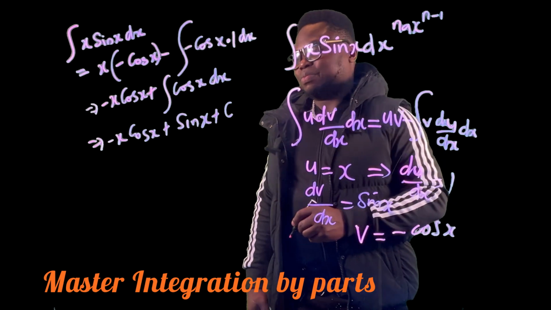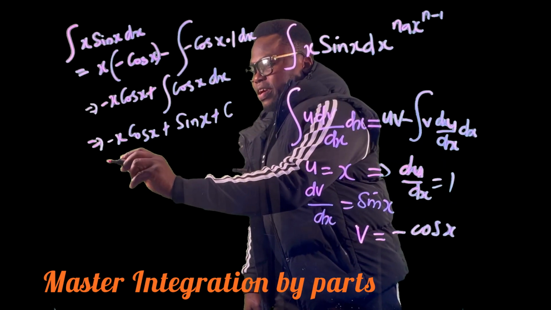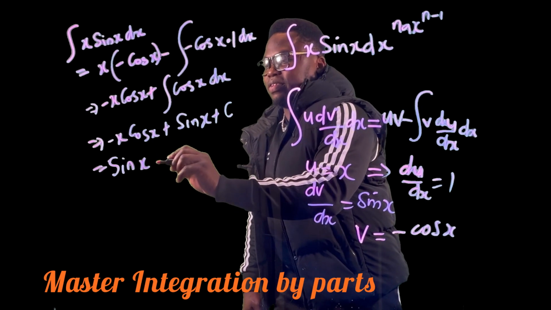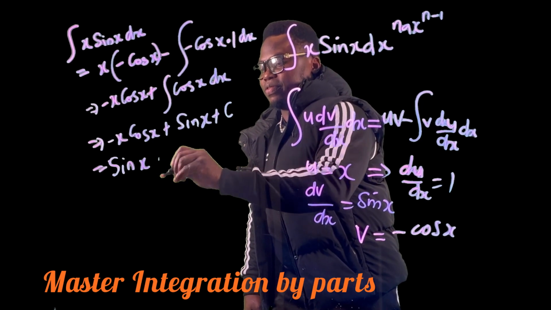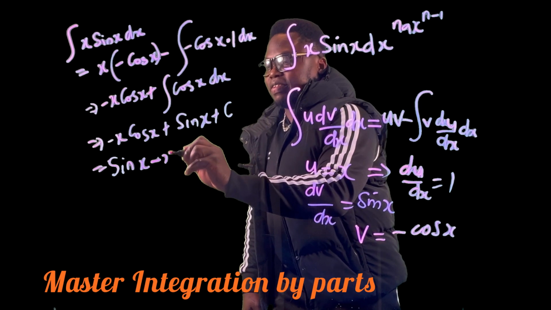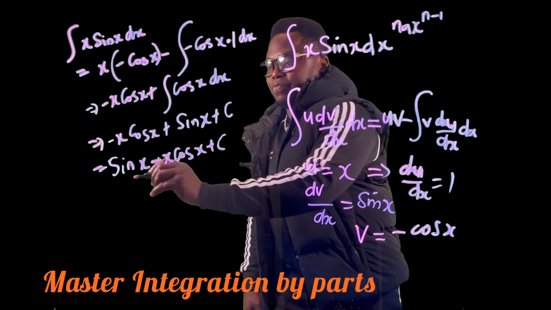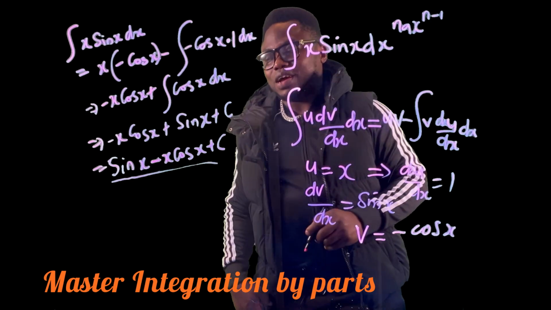So if I rearrange this, this is the same thing as sine x minus x cos x plus constant of integration. So this becomes the answer.